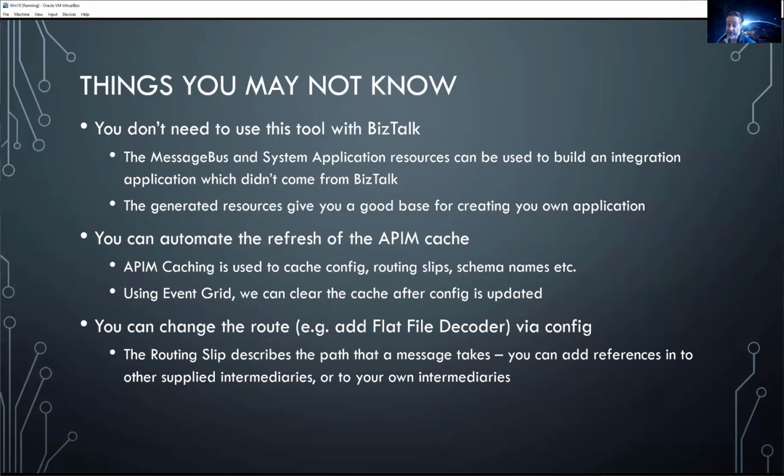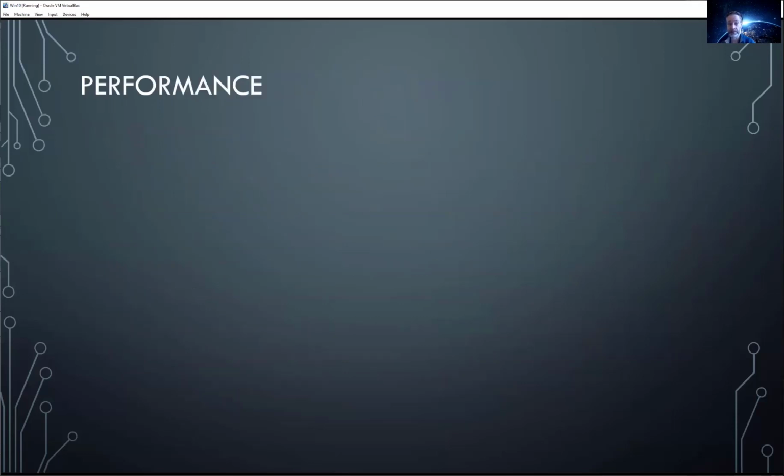You can automate the refresh to the APIM cache. Again, this is something I want to get into the tool. I just wrote a logic app that uses the event grid trigger, so that when I update a configuration entry or a routing slip, it will refresh the APIM cache. And you can change the route, and I'm going to show this. So I can add in the flat file decoder into an existing pipeline as well. And you can write your own intermediaries, your own logic apps, and stick them in as well.